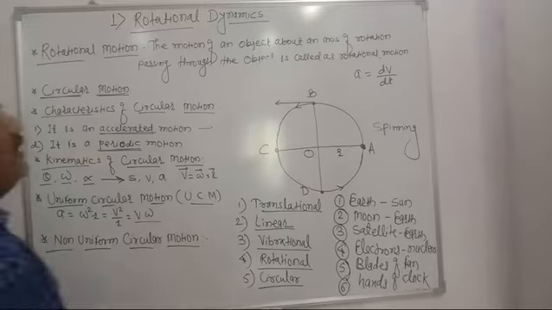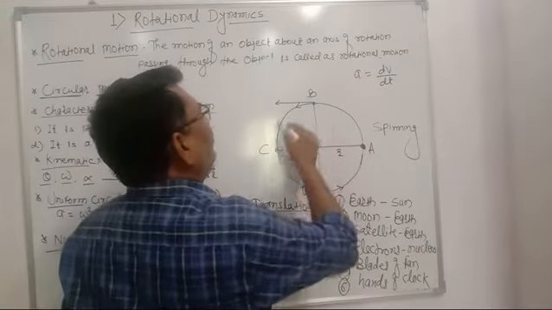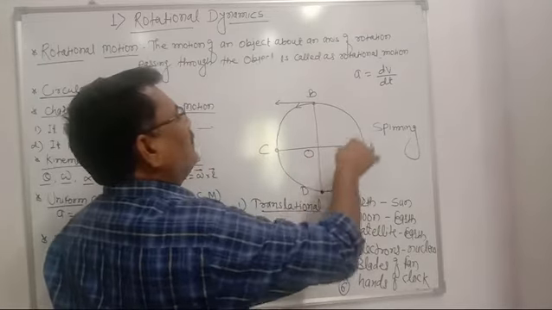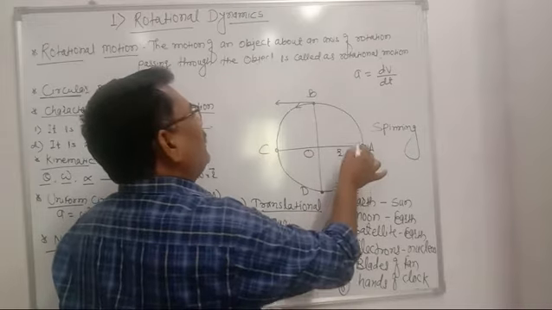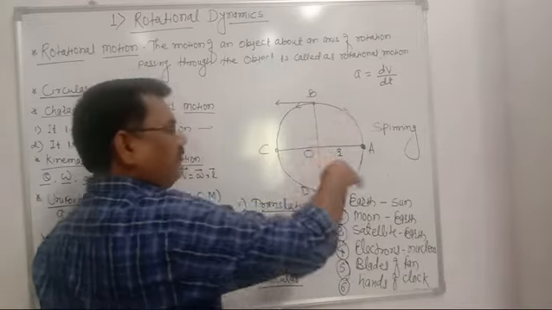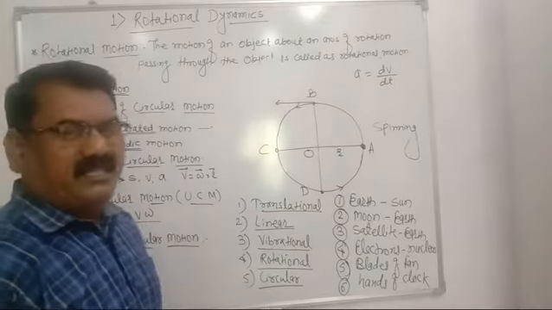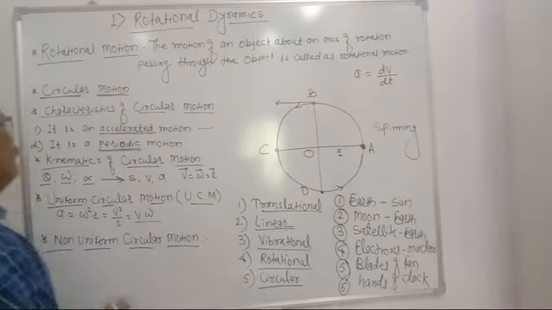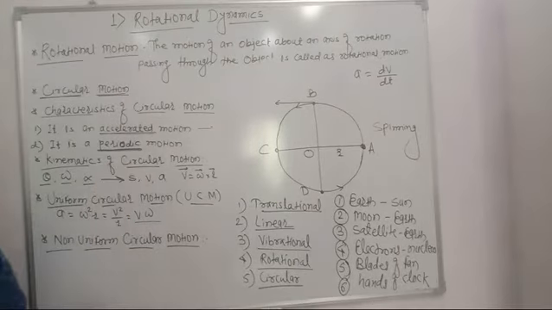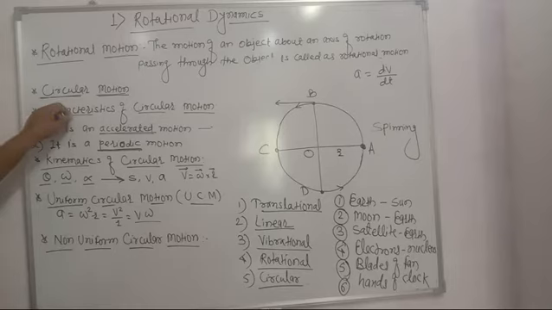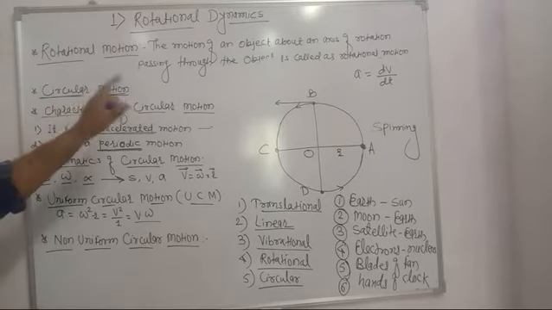Second, while the particle is performing circular motion, the particle repeats itself. So this motion is the periodic motion. Therefore it is the periodic motion. These are the two important characteristics of circular motion.